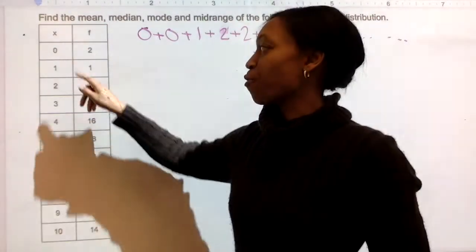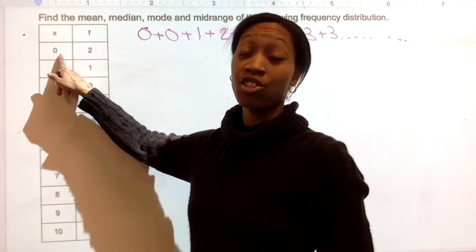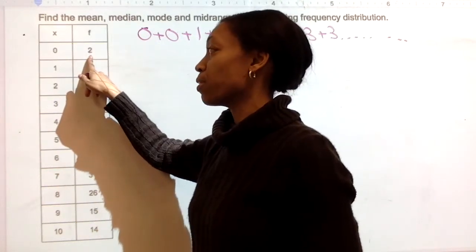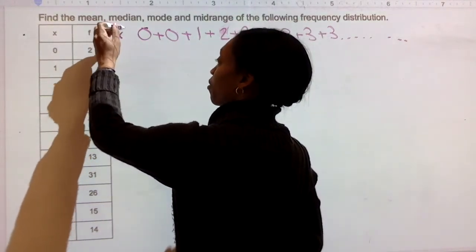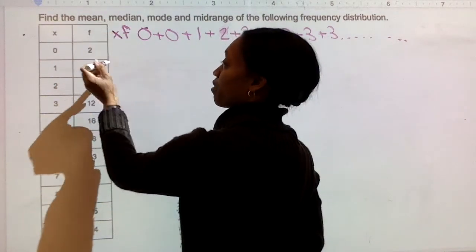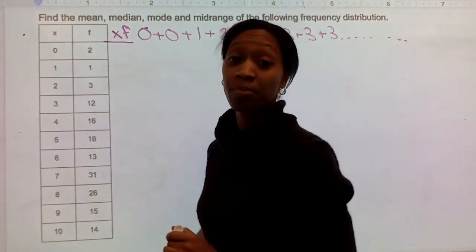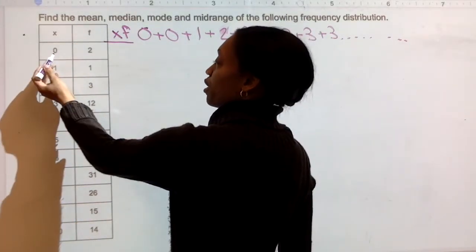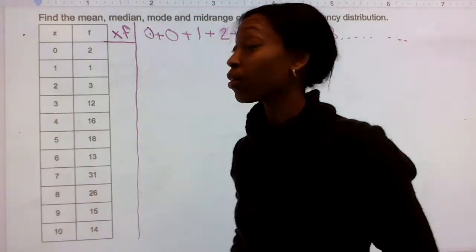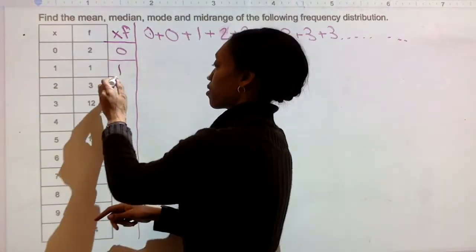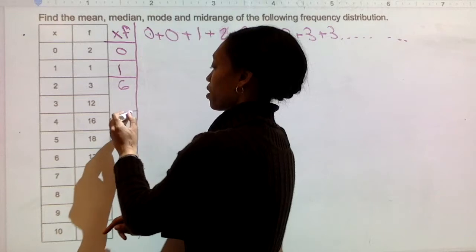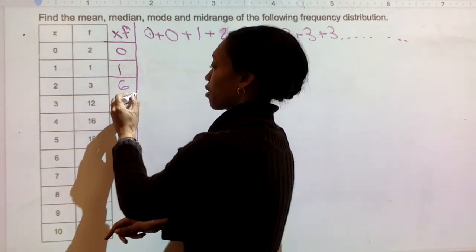So it's much better if we multiply each value by its frequency. So what we're going to do is multiply each x value by its frequency. Okay, so 0 times 2 is 0. Okay, and just keep multiplying.